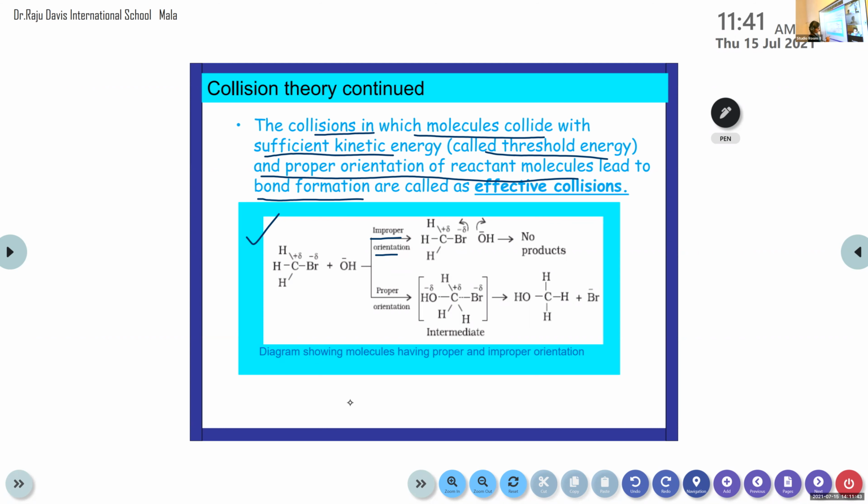This is the reaction: CH3Br plus OH minus gives CH3OH plus Br minus. Look at the first one. In the first case, the arrangement of these atoms around this carbon. Here it is Br, right? Br. What's the charge of Br?